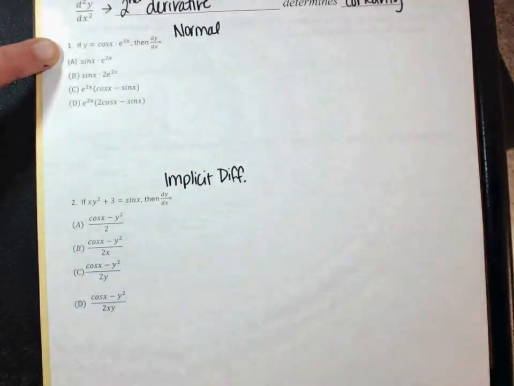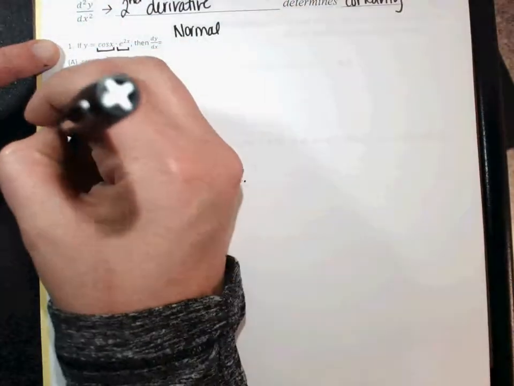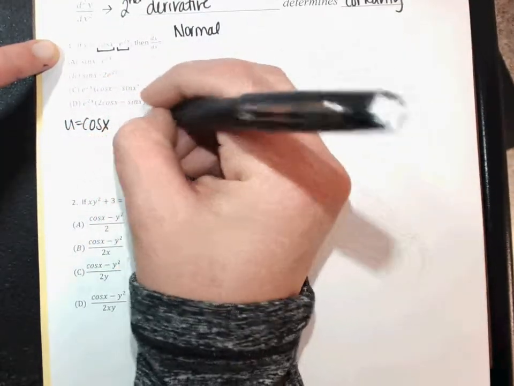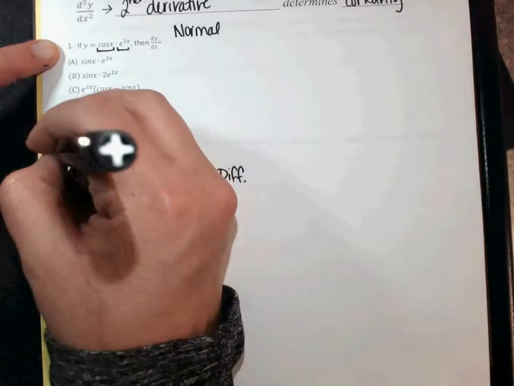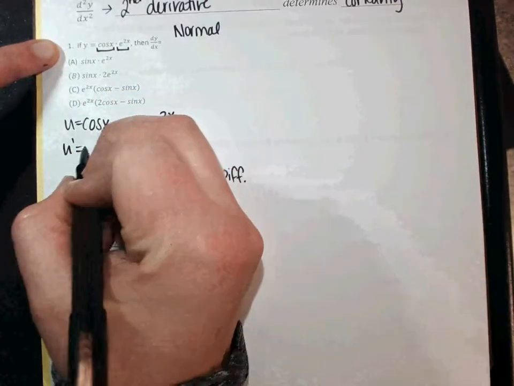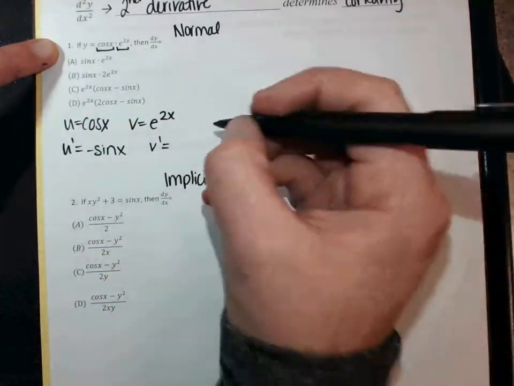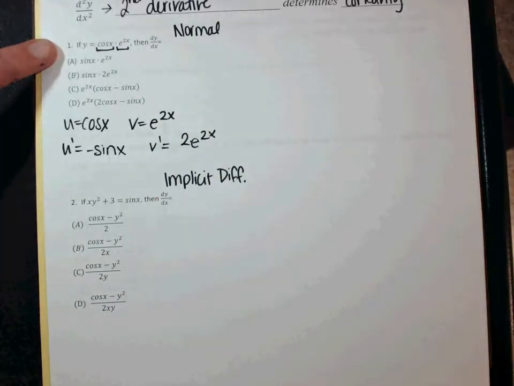Implicit differentiation. Okay, so let's do this one first. What rule do we need? Product rule. Very good. So that's my u, that's my v. U is going to be cosine x. V is going to be e to the 2x. Then what is u prime? Negative sine x. And then what is v prime? Same thing. E to the 2x times 2. Remember that extra 2 comes from chain rule.